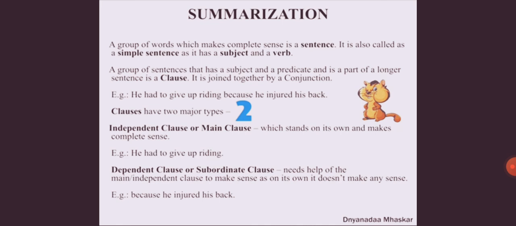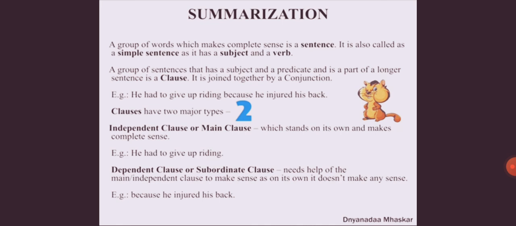Clauses have two major types. First one, independent clause or main clause, which stands on its own and makes complete sense. So here, he had to give up riding is the main or independent clause as it can stand on its own. Dependent clause or subordinate clause needs the help of the main or independent clause to make sense, as on its own it doesn't make any sense.